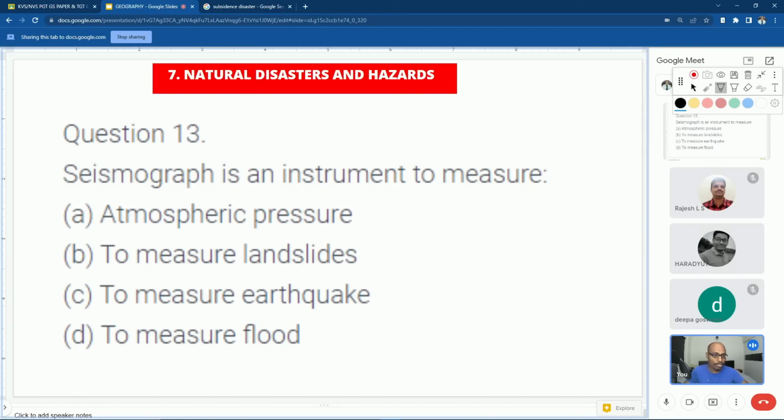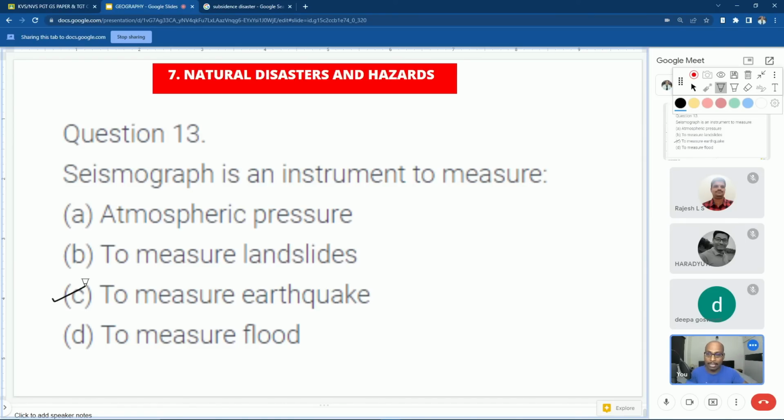Last question, Goji. Yes, sir. Seismograph is an instrument to measure earthquake. So seismograph is an instrument to measure the earthquake, and earthquake is measured on the Richter scale. The higher the number on the Richter scale, the greater the damage that can happen due to the earthquake.